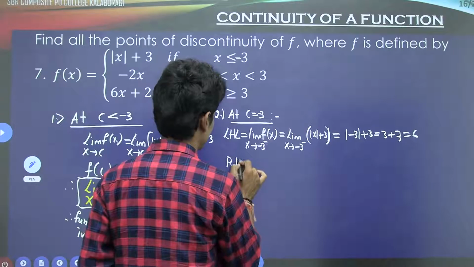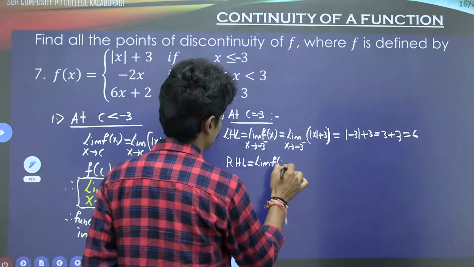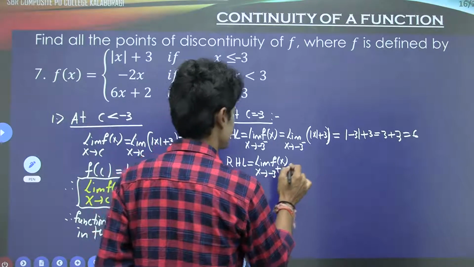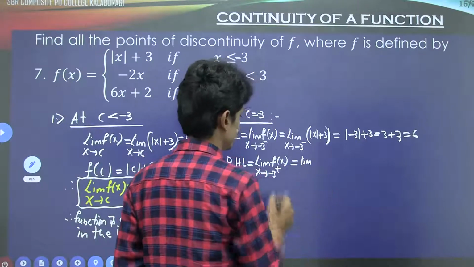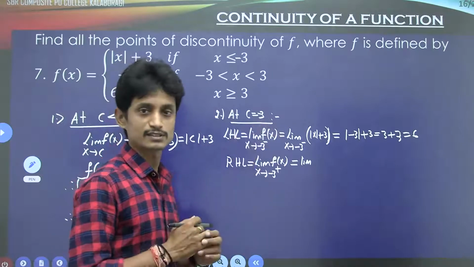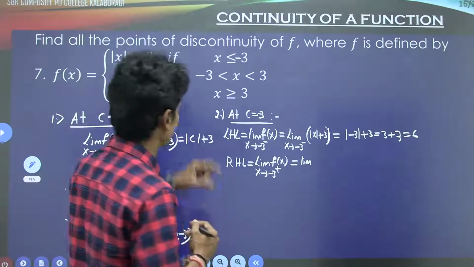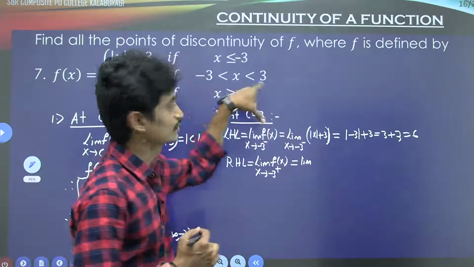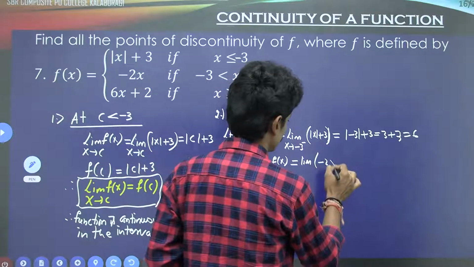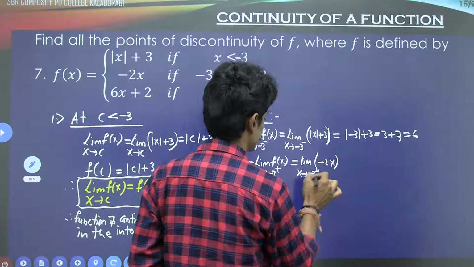Now I should go for the right limit. The right limit is nothing but the limit of f of x as x tending to minus 3 plus. Your input will be minus 3 after, which means minus 2.9 bar something. In the right deleted neighborhood, minus 2.9 bar lies between minus 3 and plus 3. So we can use this relation: minus 2x, as x tends to minus 3 plus.